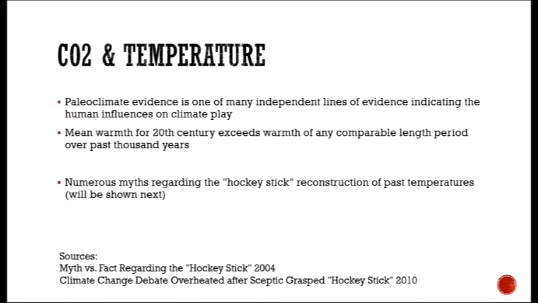Paleoclimate evidence is simply one in a number of independent lines of evidence indicating the strong likelihood that human influences on climate play a dominant role in the observed 20th century warming of the Earth's surface. Numerous studies suggest that the mean warmth for the late 20th century appears to exceed the warmth of any comparable length period over the past 1,000 years.